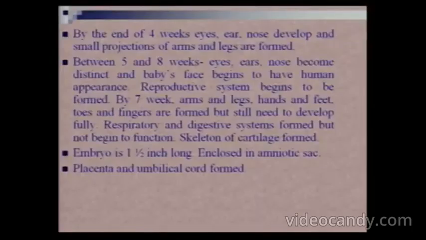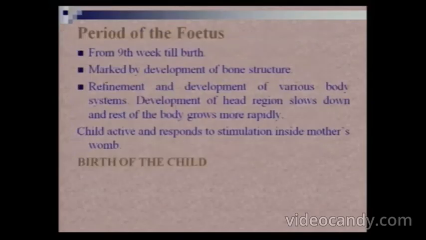At this time the placenta and umbilical cord are also formed. The embryo is about 1.5 inches long, and it is enclosed in the amniotic sac. The amniotic sac is a fluid-like covering outside the baby. This amniotic sac serves the function of protecting the baby from any jerks, etc. that the baby may experience.